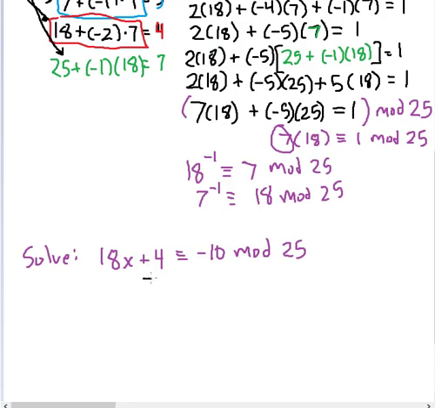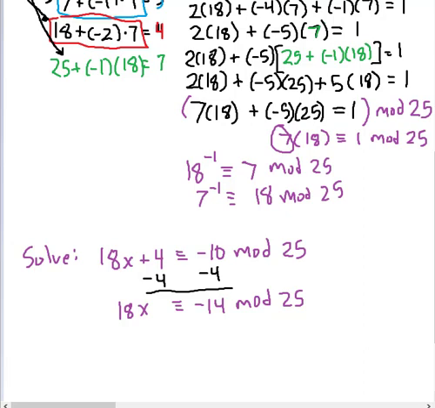So, subtract 4 on both sides. We have negative 14 mod 25. Again, I don't like that. I don't want to keep it that way. So what I want to do is correct the negative 14. And all you have to do is just add 25. So if we add it, we end up getting positive 11.